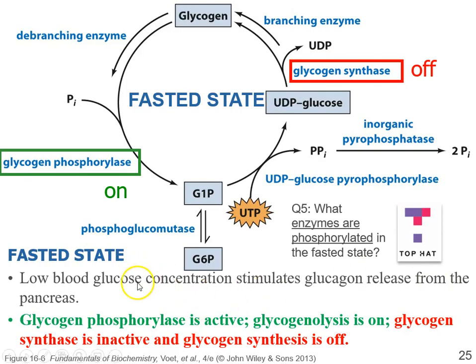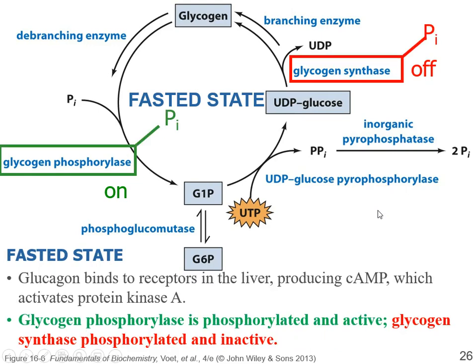So in the fasted state, glucagon and epinephrine are released, glucagon from the pancreas and epinephrine from the adrenal gland. So what we do is glycogen phosphorylase needs to be on in the fasted state, and glycogen synthase needs to be off. If we're fasted, this is no time to be making glycogen. We don't have the resources to do that. So a question I asked here, and hopefully you got the answer, the answer is both. Both of these enzymes are phosphorylated.